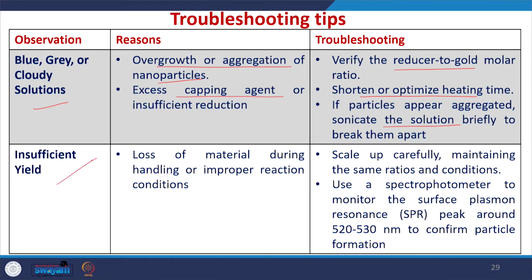And if you are getting insufficient yield, that may be due to loss of material during handling or improper reaction conditions. Scale up carefully and maintain the same ratio and conditions. And also you can use a spectrophotometer to monitor the SPR peak around 520 to 530 nanometer to confirm the particle formation.